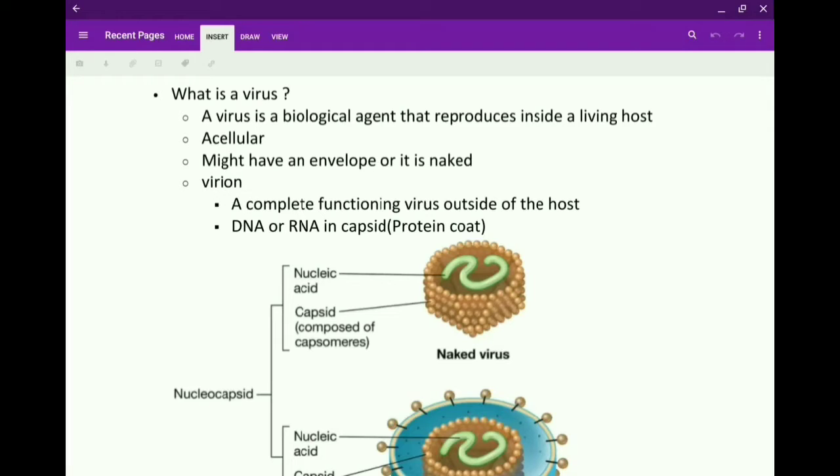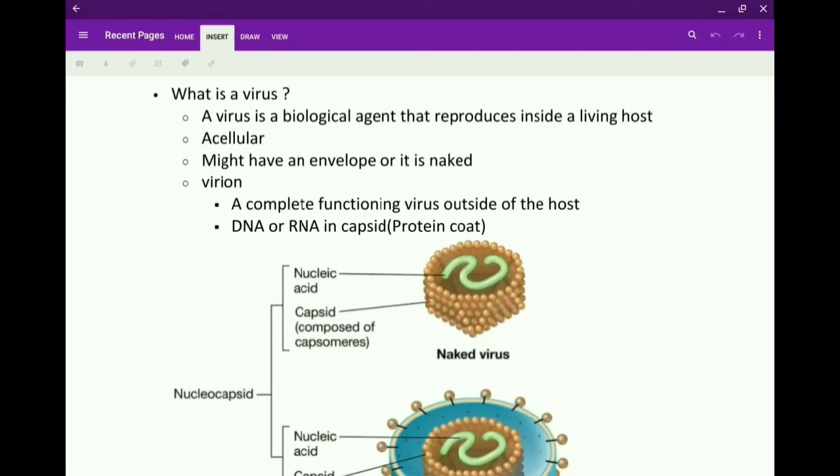Okay, with that being said, I wanted to explain the background of what the coronavirus is and how it works and stuff like that. But before that, I want us to go to the basics, which is: what is a virus? A virus is a biological agent that reproduces inside a living host.